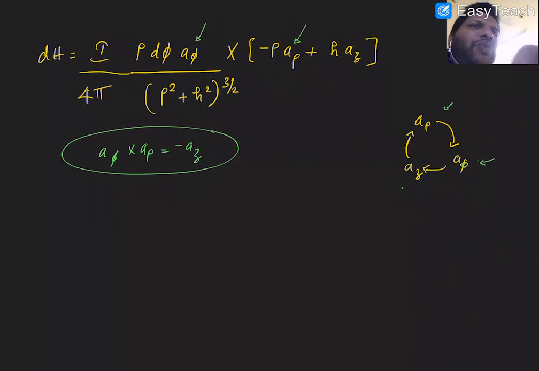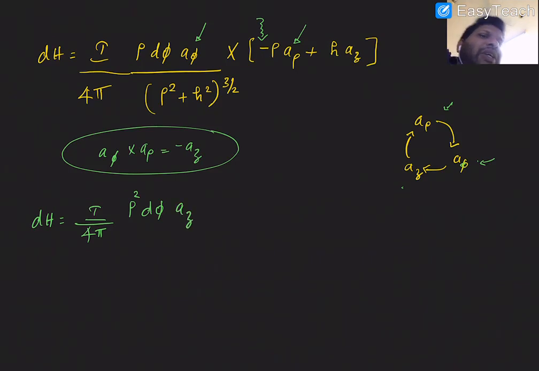So we have to substitute this in the above equation. So what we will get: dH is equal to I over 4 pi, then rho d phi is there, then there is a phi and a rho, which becomes minus az, and there is a minus here, so this becomes plus. And there is a rho here, so this becomes rho square, and a phi cross that becomes az. So here we will get the total result like this. I hope it is clear to you.